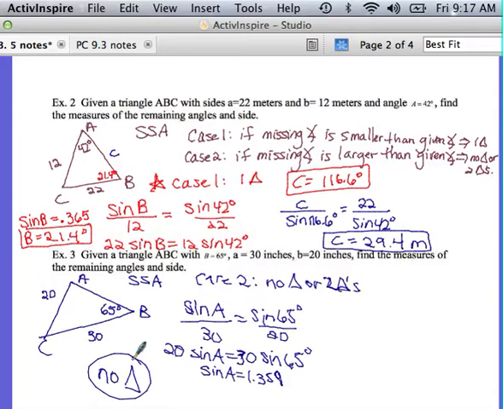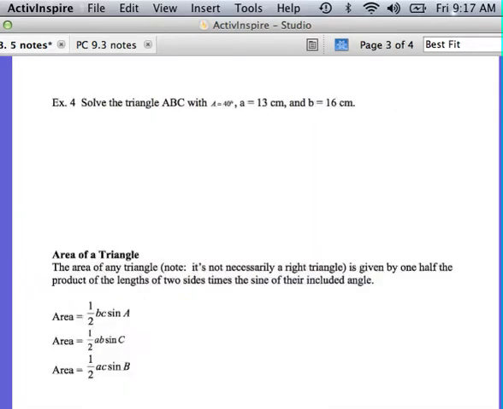All right, let's look at the next one. Example 4. It says solve the triangle ABC, and we have angle A is 40 degrees, side A is 13, side B is 16. So again, draw the picture, determine what type of triangle you have. This again is side-side angle, which is the donkey case.